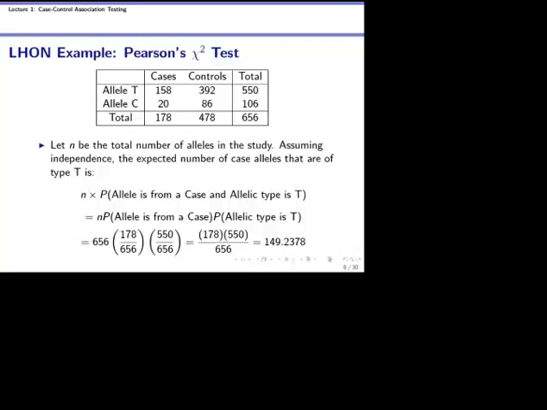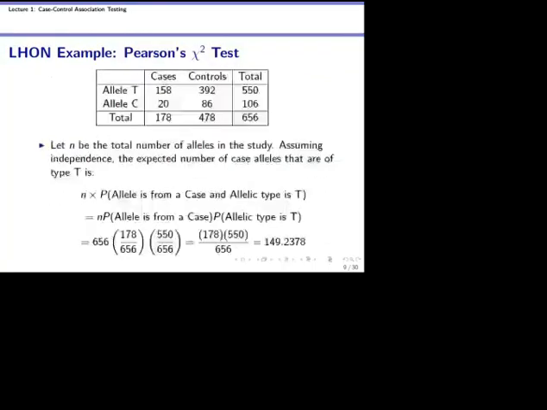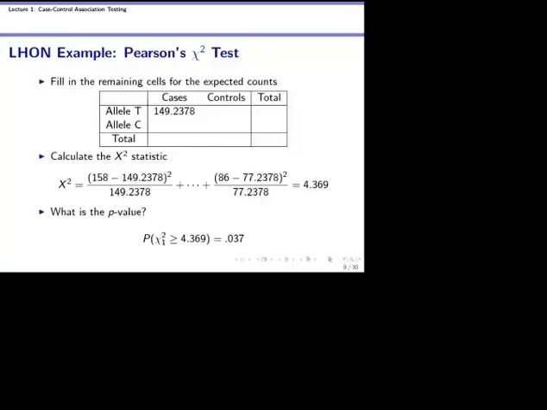Right. So does everyone see that? So that's the Pearson chi-square test. We're assuming independence. So under the null hypothesis, we would expect 149. Okay. What did we observe? We observed 158. So you would do the same calculations for the other cells as well. And so if you fill in the table, you get this.